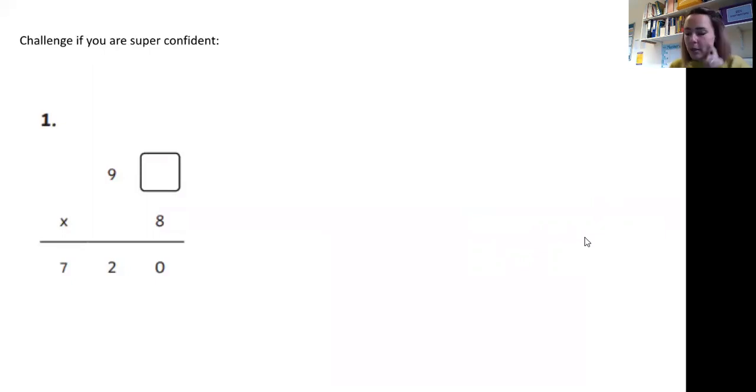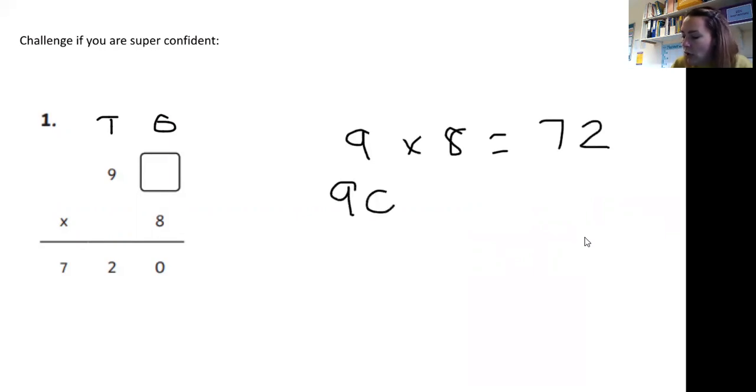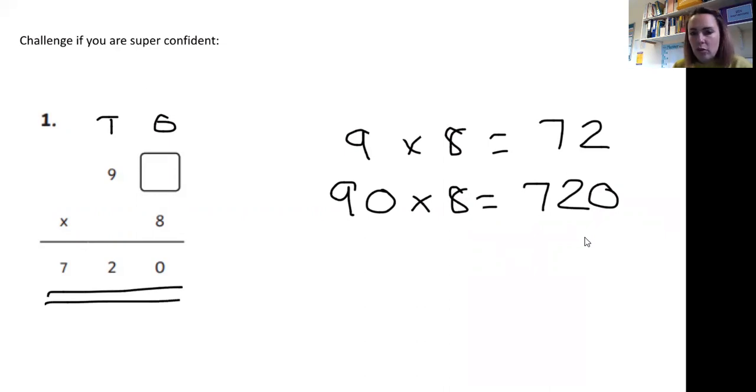So we're looking at some missing numbers here. We can see we are missing a ones digit. What do we already know about this multiplication? We know that 9 times 8 is 72. So we know 90 times 8 is 720. The answer I've been given here is 720. So what number needs to go in the ones? Well, I don't need to add any more to the answer, so I know that it's a 0 in there.